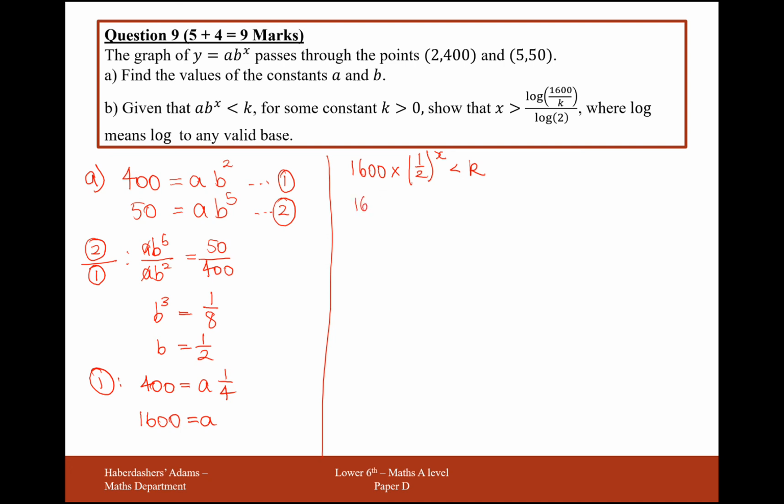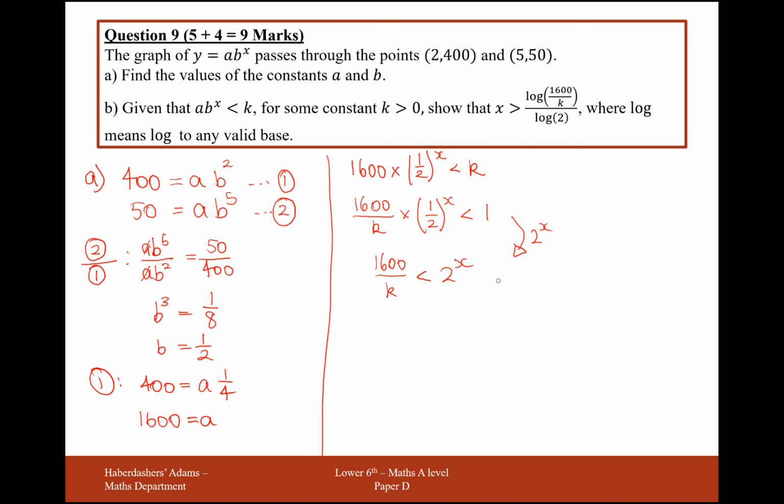So I get 1600 over k times a half to the power of x will be less than or equal to 1. The next thing I'm going to do is times by 2 to the power of x on both sides. That will cancel out the half to the power of x on both sides, and 2 to the power of x, no matter what value of x, will always be positive, so I don't need to worry about the sign on my inequality here. So 1600 over k is less than 2 to the power of x.